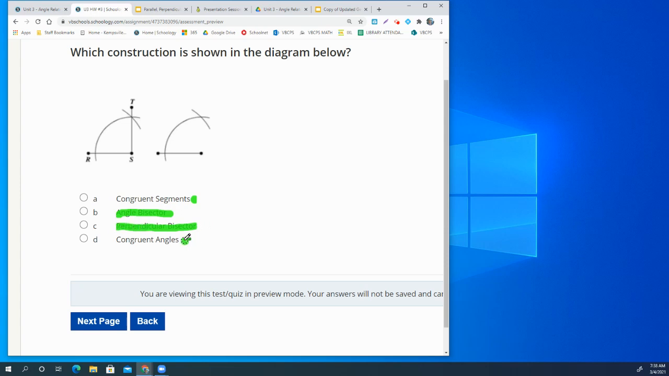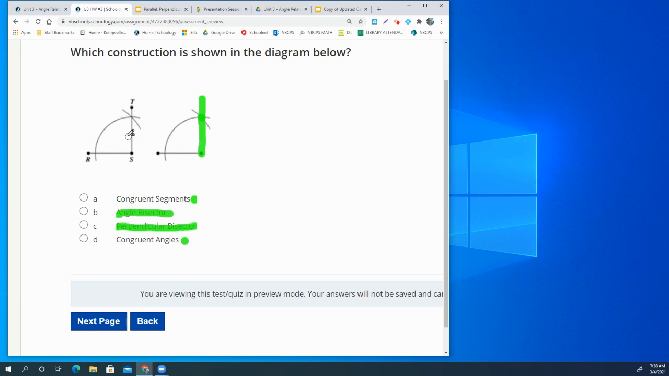So between congruent segments and congruent angles, we've got to decide which one is better. The trick with constructions is anytime you're making these little arcs, that's a pencil drawing something, okay? So anytime you make that intersection, the very next step is going to be to connect those things. If we connect those things, what's a more complete answer? Congruent segments or congruent angles?